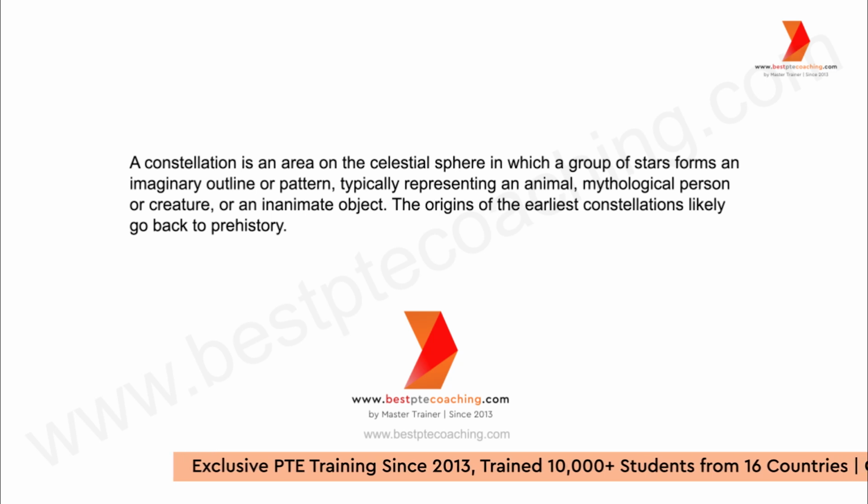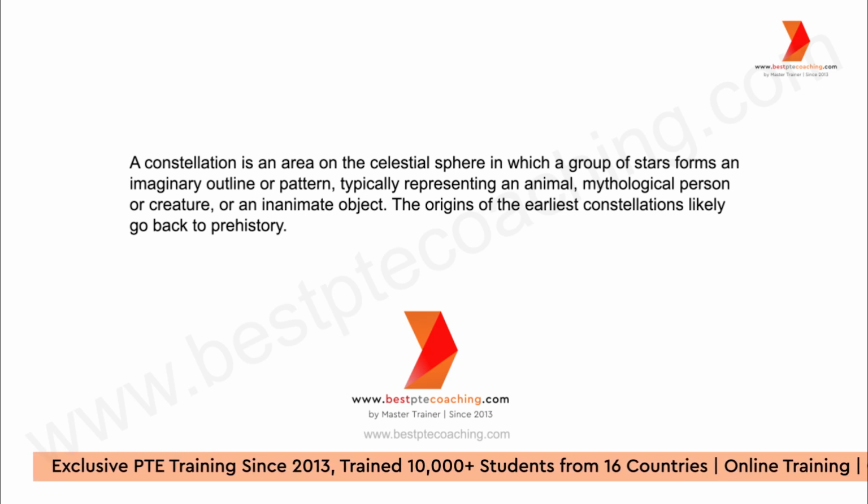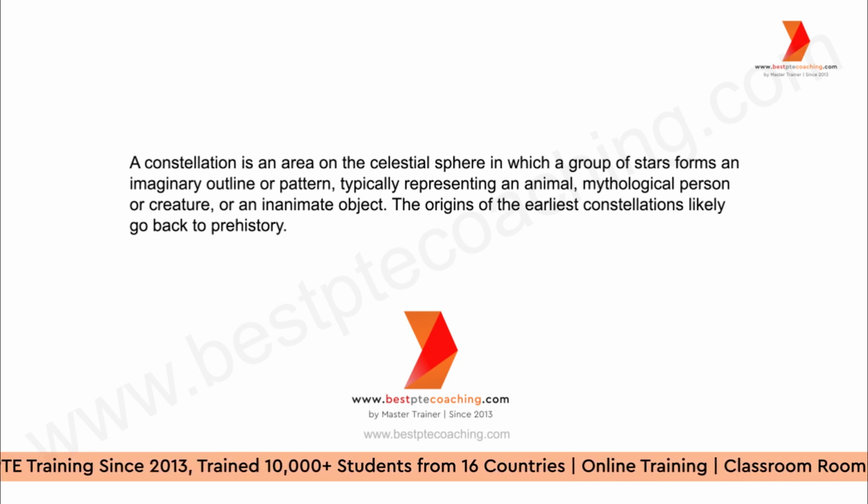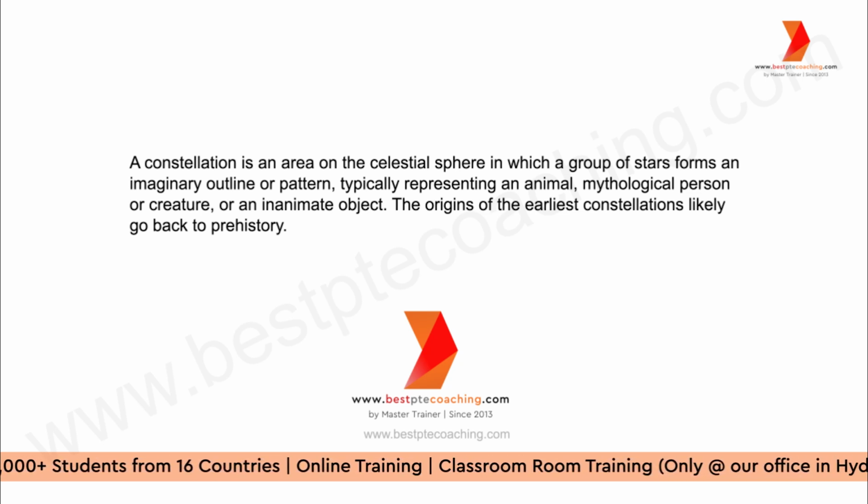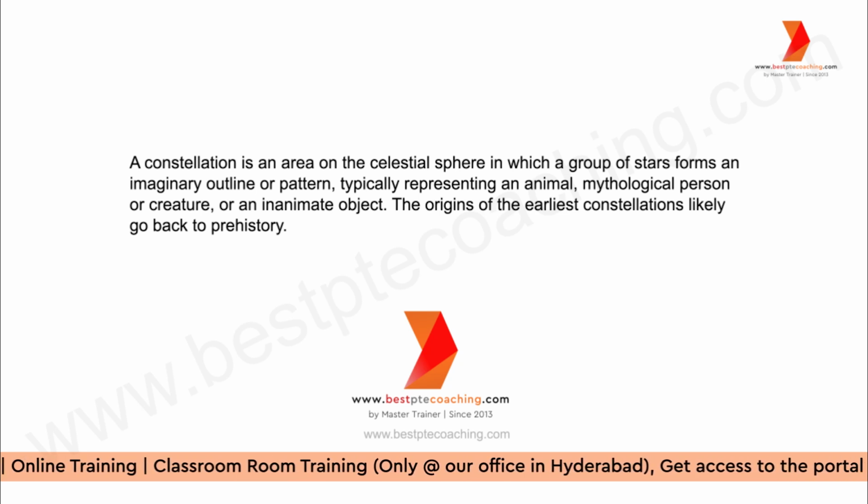A constellation is an area on the celestial sphere in which a group of stars forms an imaginary outline or pattern, typically representing an animal, mythological person or creature, or an inanimate object. The origins of the earliest constellations likely go back to prehistory.